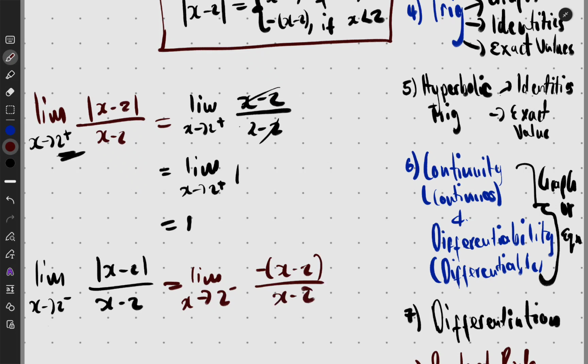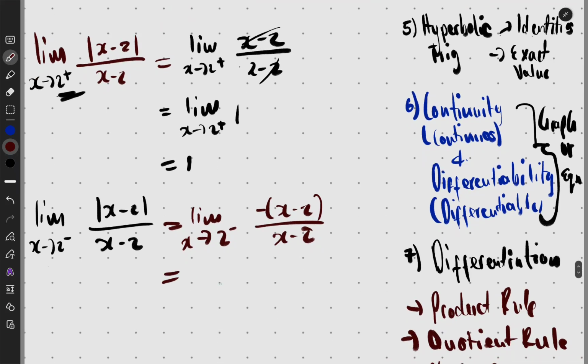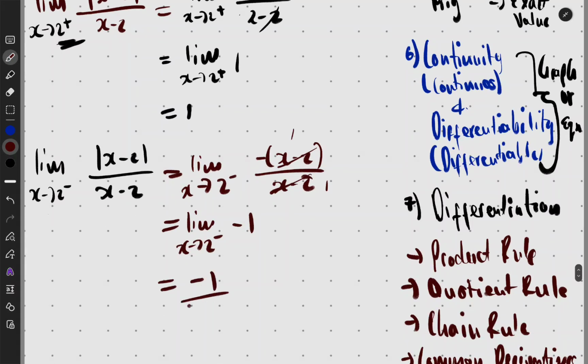Why did you check the negative? Because we're coming from the left, which means we are less than 2. So what do you then do? You cancel this into 1, so you have minus 1 over 1, which is just minus 1. So it's the limit as x goes towards 2 from the left of minus 1. Limit of a number is the number, so you get minus 1.